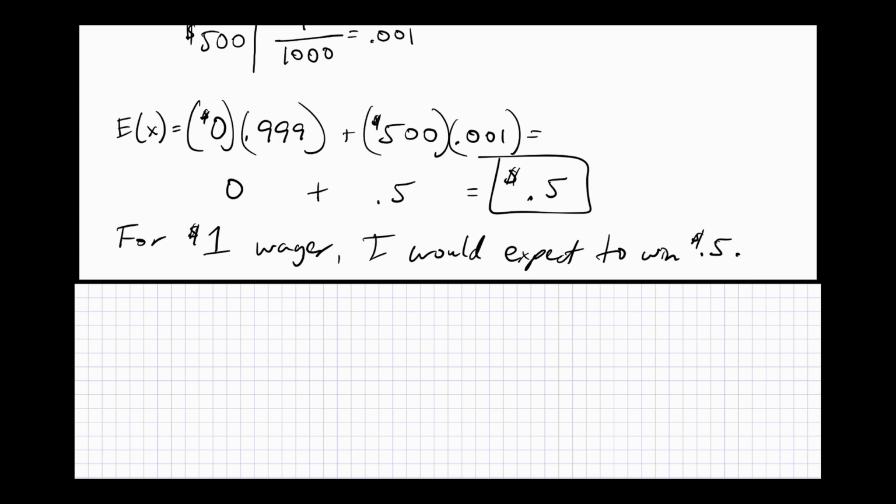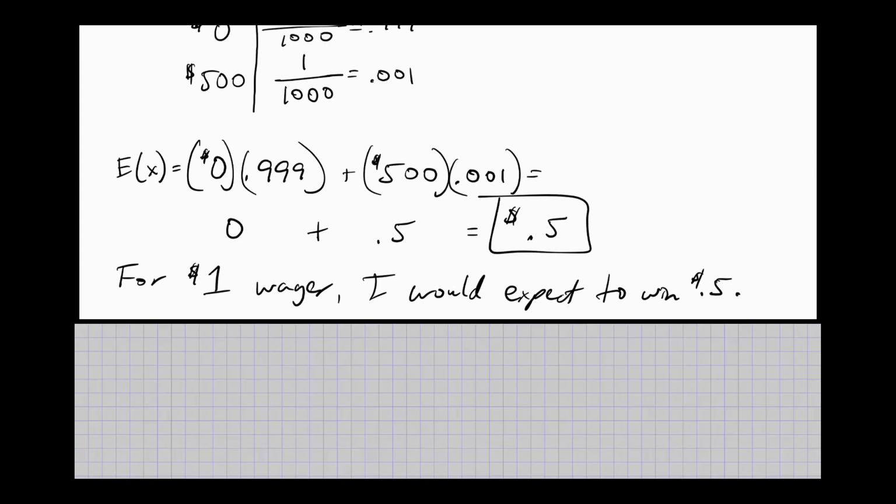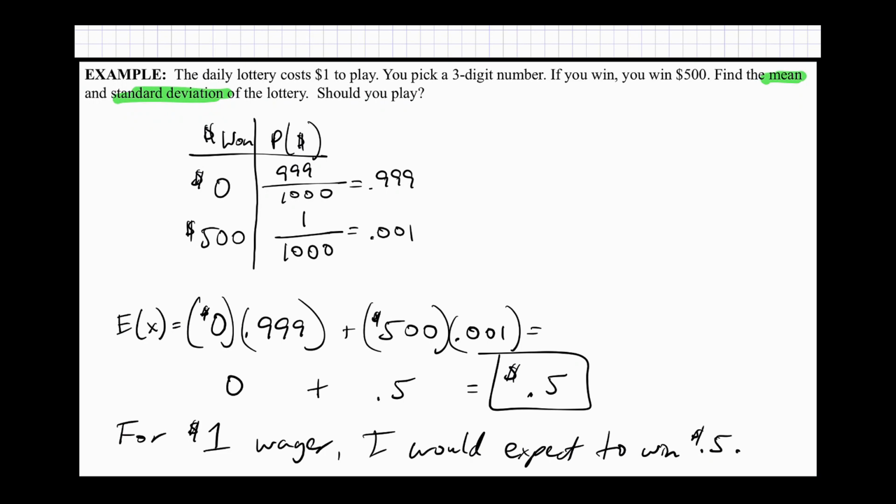So for every dollar, in other words, you give someone $1, they give you 50 cents back. Keep doing that a million times. Exactly. Okay, so it's not such a good idea to play this game. Right? So here's another question. Before I do the standard deviation, could I have done this table this way?